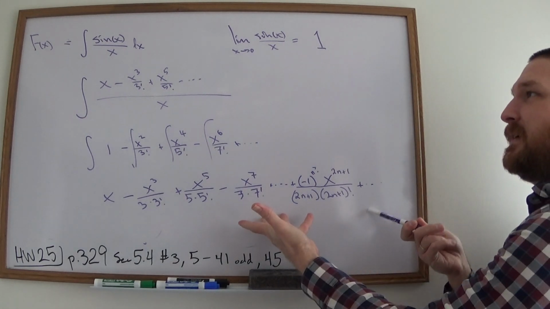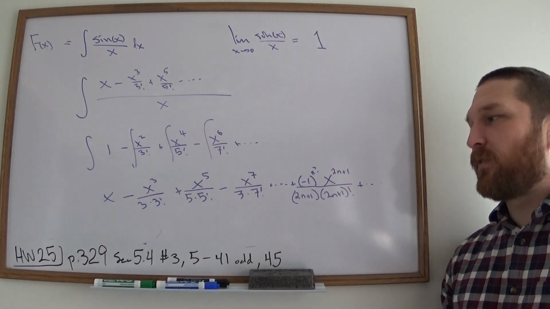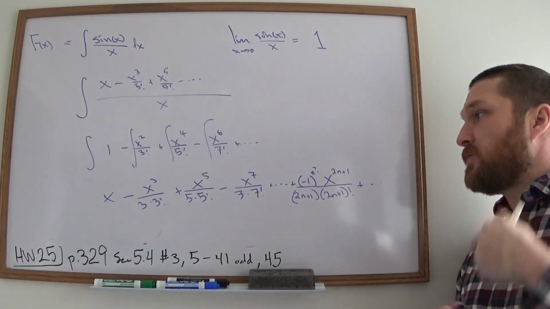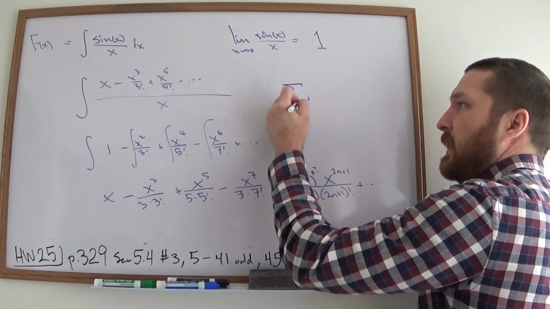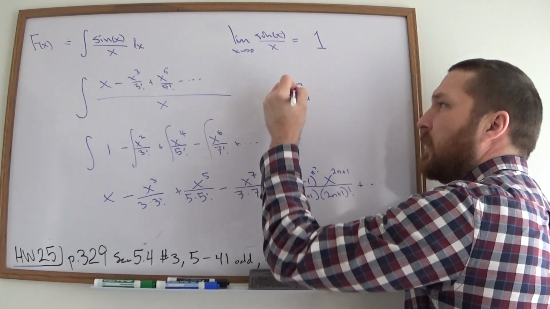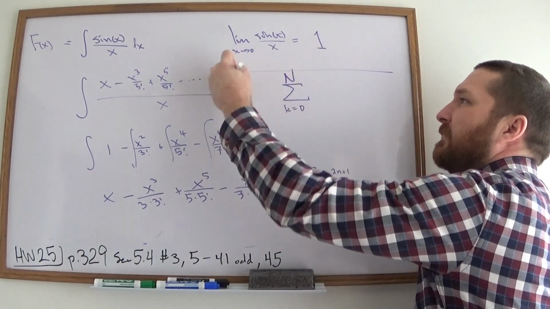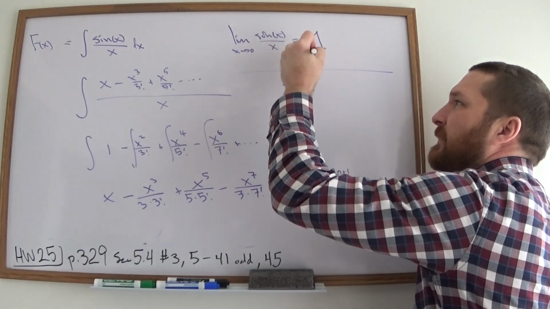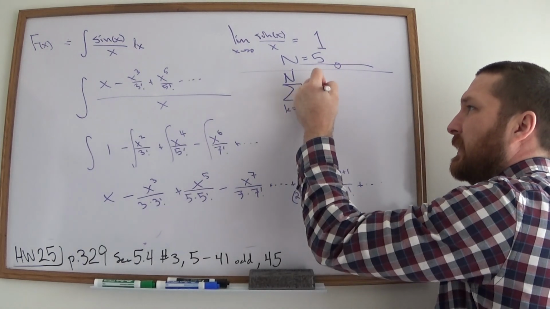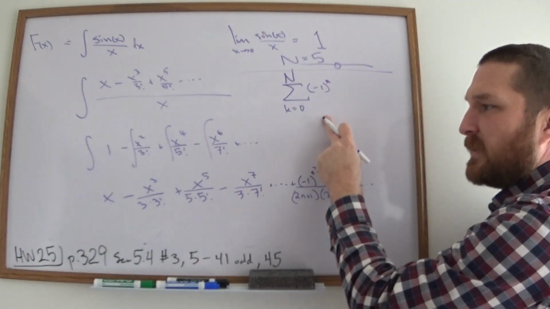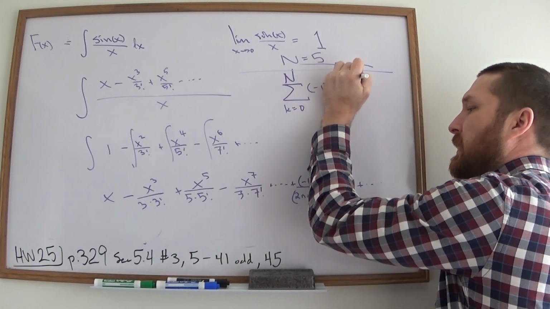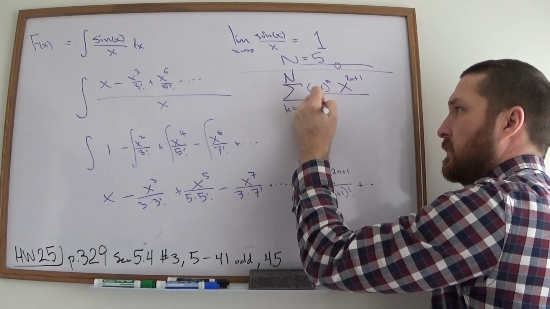The slope of this function is sine x over x. If you were to go on Desmos and plot this, you could tell Desmos to do the sum as k goes from 0 up to capital N, with N equal to like 5. Then it gives you a slider for N. Then you could say negative 1 to the k, x to the 2k plus 1 over 2k plus 1.